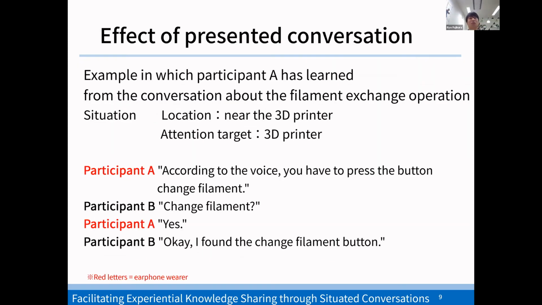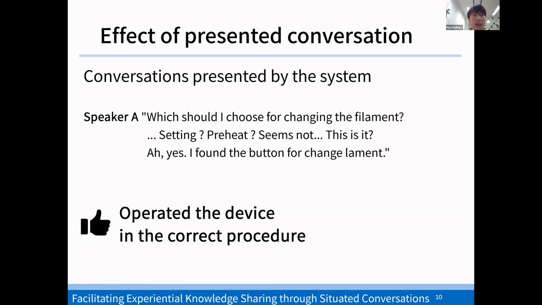Let me show some successful examples in detail. This is an example in which participant A learned from the conversation about the filament exchange operation. They forgot how to change a filament. There was a conversation just about changing the filament. Besides, we could share knowledgeable conversations using only location and attention target. Here is the conversation presented by our system at the time. They could operate the device in the correct procedure by the presented conversations.